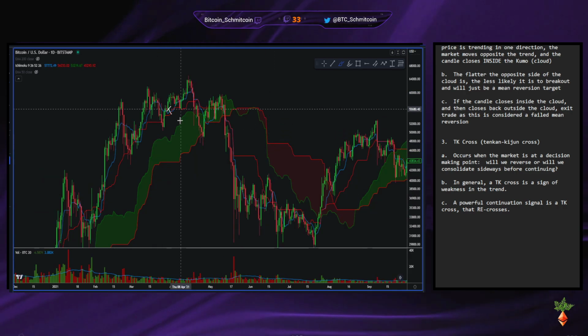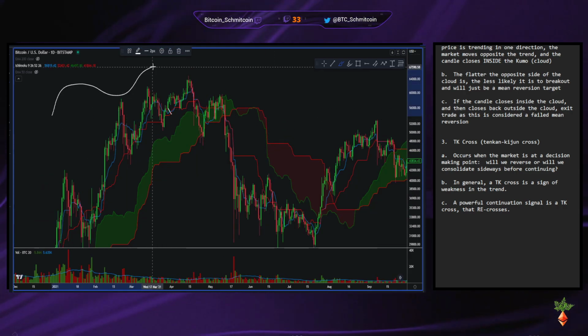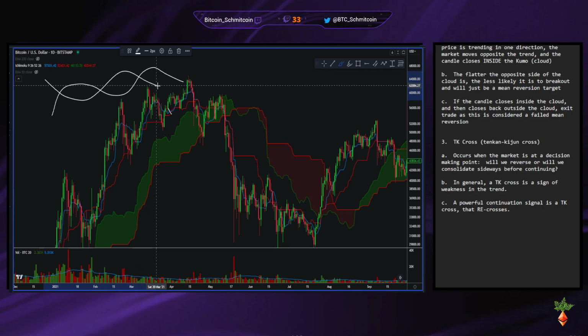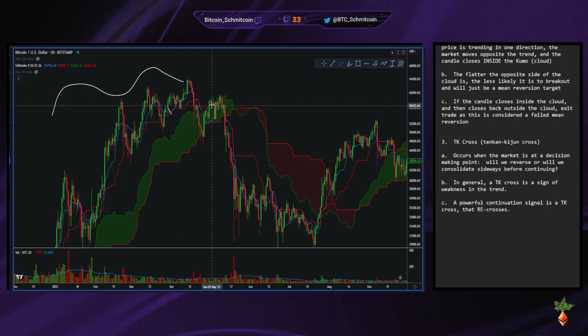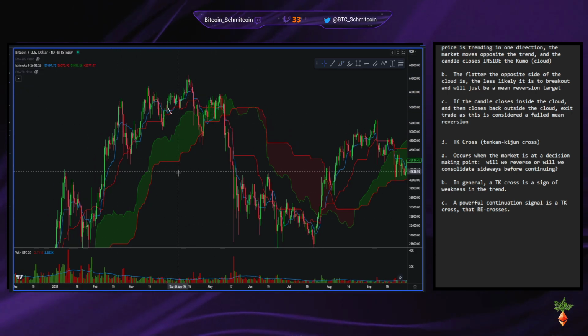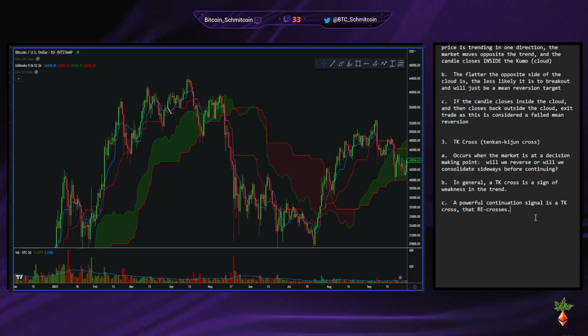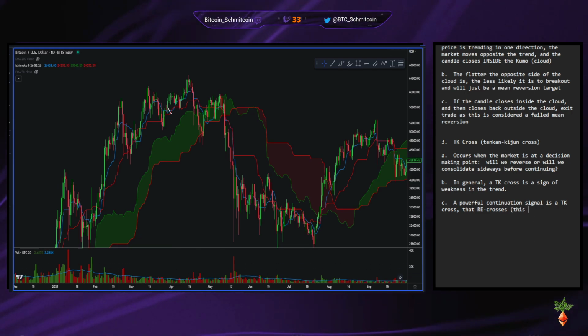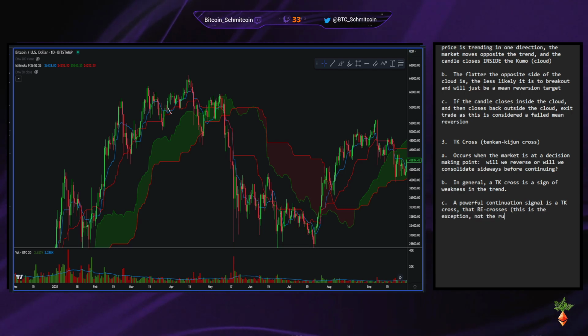So if we get something like this, where we get a cross, a recross, and another recross, that's not good. This is the exception, not the rule.